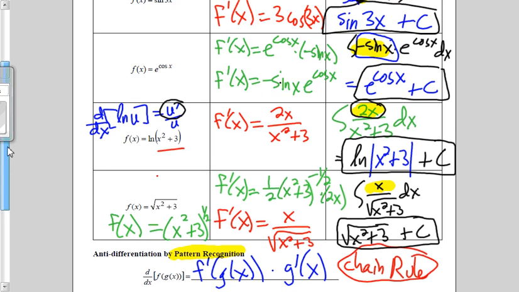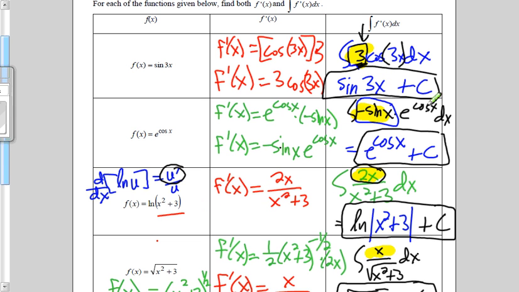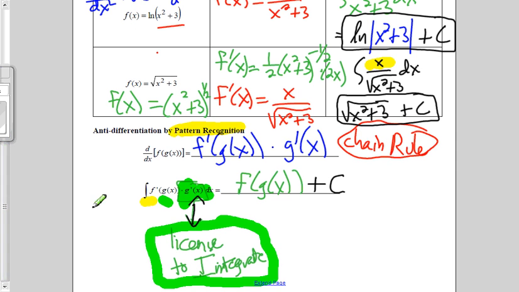Up here, what's the inside function? Cosine x, because it's e to the cosine x. What's the derivative of that inside function? Negative sine x. Here, what's the inside function? 3x. The derivative is 3. Okay, so we're just identifying patterns. They're going to be hard for a little bit, but hopefully they get easier and easier.